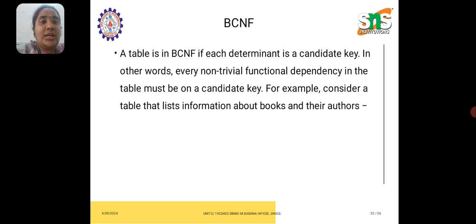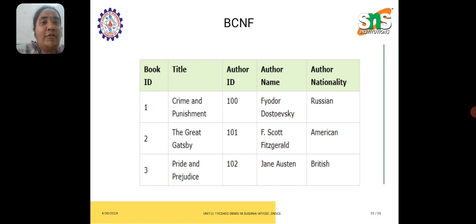For example, consider a table that lists information about books and their authors. In BCNF, a book ID is represented with 1, 2, and 3, which are unique, and the title is represented with Crime and Punishment, The Great Gatsby, and Pride and Prejudice. Author ID is represented with 100, 101, 102. In these, book ID, title, author ID are each unique or primary keys. Next is author name: Fyodor Dostoevsky, Scott Fitzgerald, and Jane Austen are the authors used here, and the author nationality is Russian, American, and British.